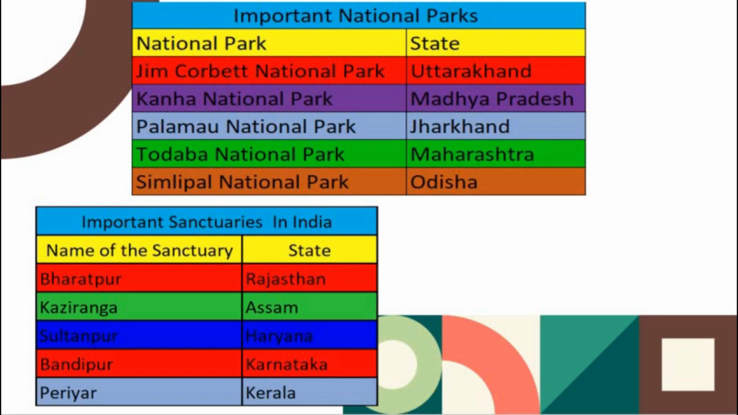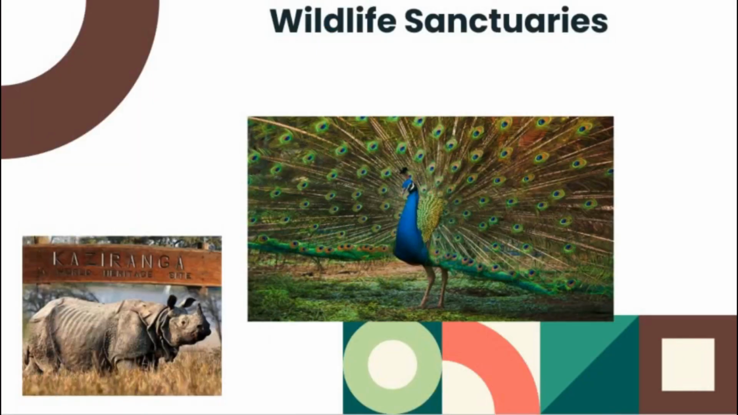Important national parks and sanctuaries in India. Wildlife sanctuaries. These are the areas which provide protection and suitable living conditions to wild animals. Poaching or capturing of animals is strictly prohibited in these areas. They are used to increase the population of animals which are on the verge of extinction.